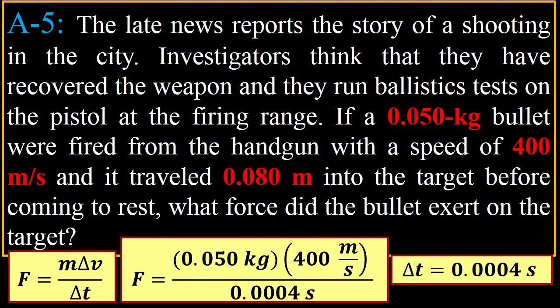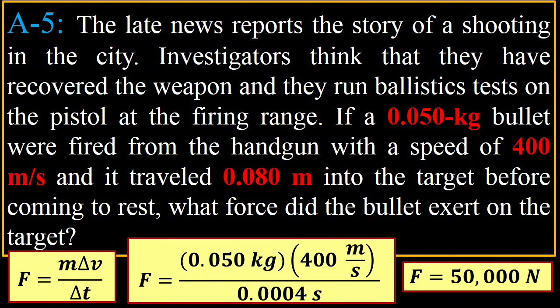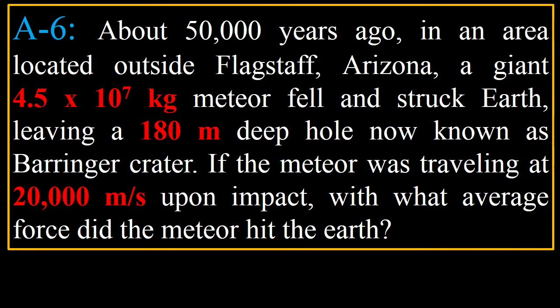Okay? So the momentum divided by the time is going to equal the force. Remember, the impulse equals the force times time, and the impulse equals the change in momentum. So I can divide the change in momentum by the time, and that's going to equal the force, which is 50,000 newtons. Very significant.